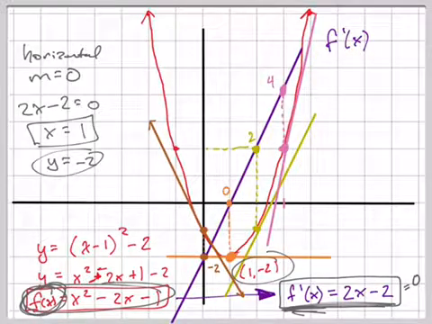So that's the major takeaway. That's the concept behind derivatives and tangent lines and all that good stuff. Super important that you understand.